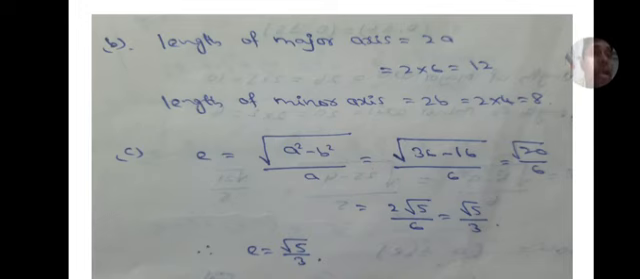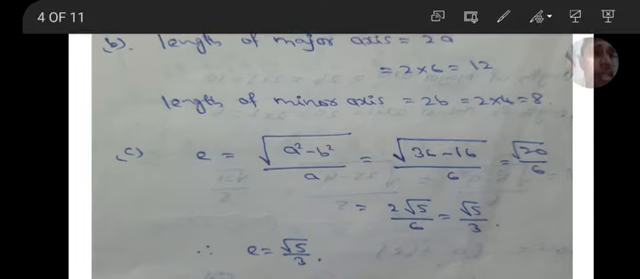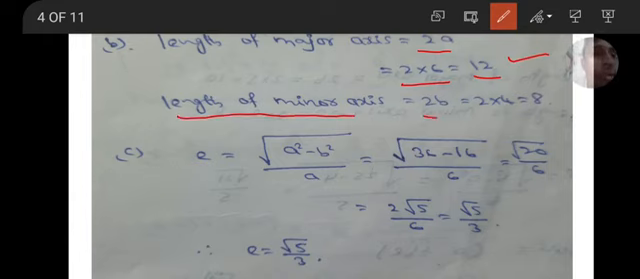Next, length of major axis. Length of major axis is 2a. Since it is along the x axis, that is 2 into the a value 6, that is 12. And length of minor axis is 2b, that is 2 into the b value 4, equal to 8. Next, eccentricity.